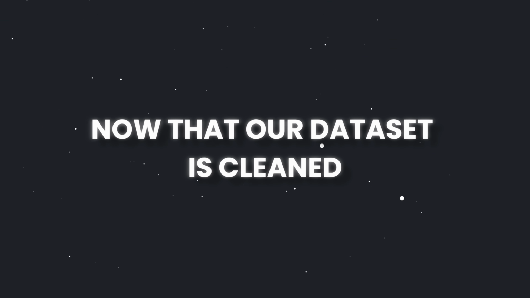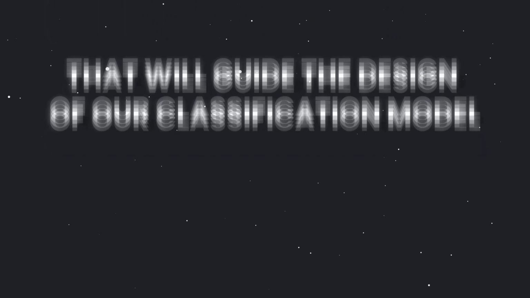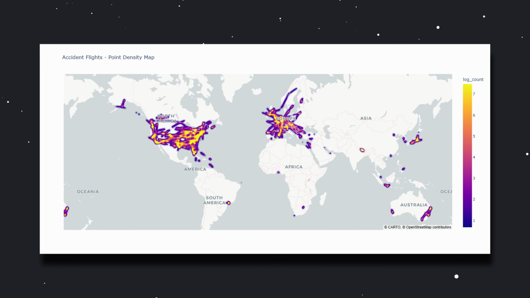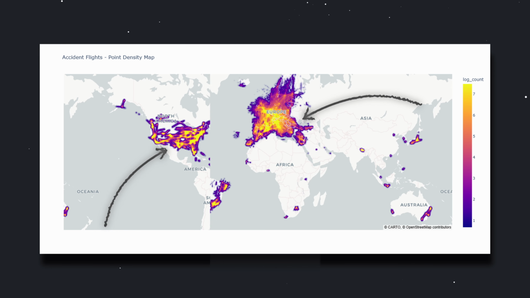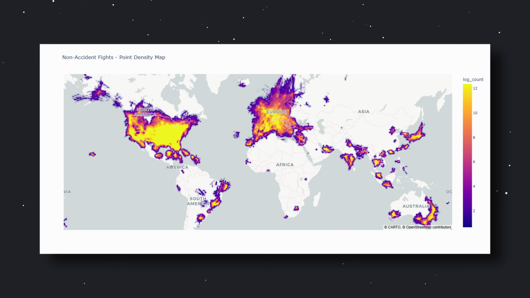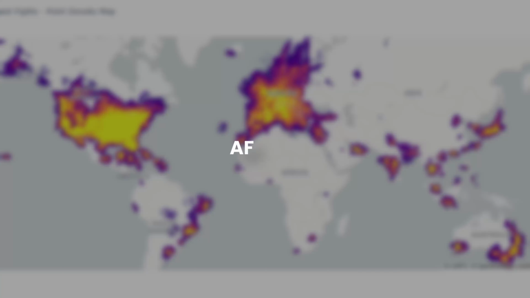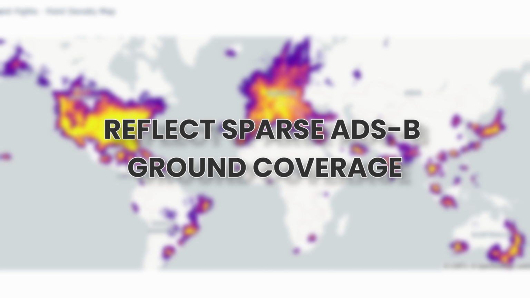Now that our dataset is clean, the next step is to explore it and uncover insights that will guide the design of our classification model. Let's start with density maps of our 186,000 flight accidents concentrated in North America and Europe, with smaller hotspots in Japan and Australia. The non-accident map looks similar, so we're really just seeing where a flight gets recorded. Empty regions like Central Asia, Africa, and the oceans probably reflect sparse ADS-B ground receiver coverage.